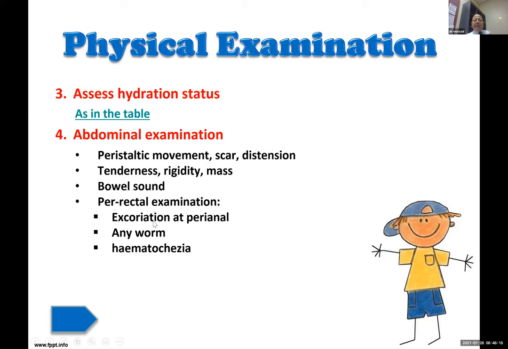The rectal examination: if you check that area, especially in a small baby, you can find excoriation at the anal area. You can see if there is any hematochezia or any infestation, okay, or any infection, which is most important, but after taking permission.